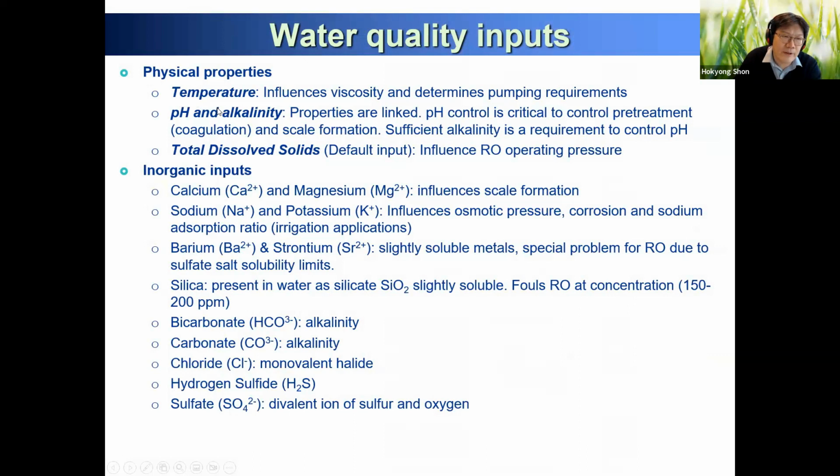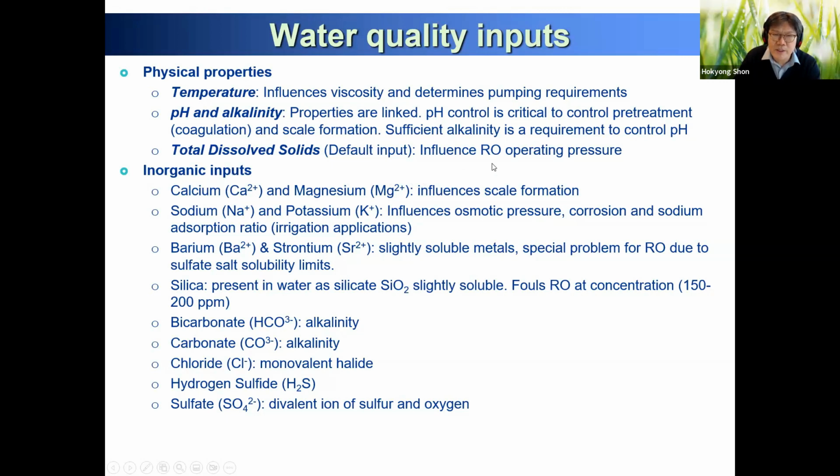Why is pH important? Because pH and alkalinity are very important for the scaling prediction. The software will predict your scaling depending on your pH and alkalinity. A higher pH will have more scaling potential, and a higher alkalinity concentration will also have more scaling potential.